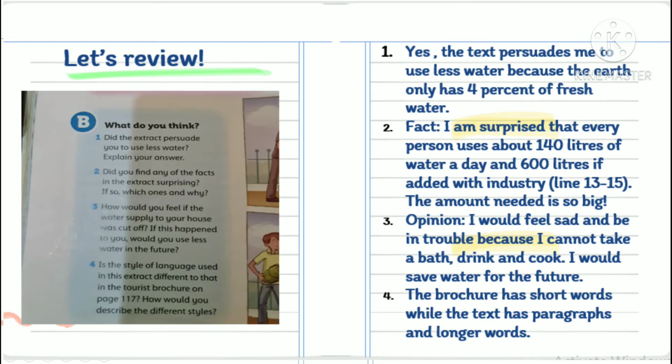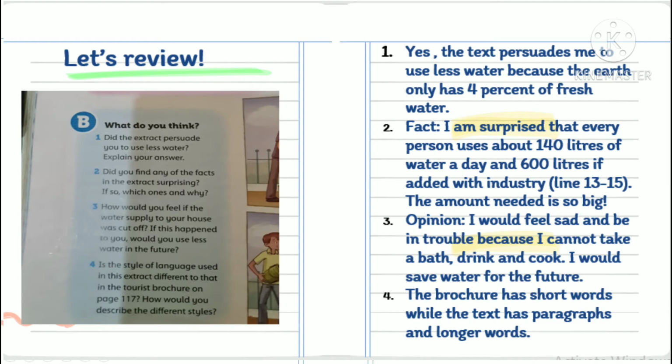The answer is yes. The text persuades me to use less water because the earth only has 4% of fresh water. Because we have a limited amount of water, we have to use less of it. Number 2, did you find any facts in the text surprising? If so, which ones and why?